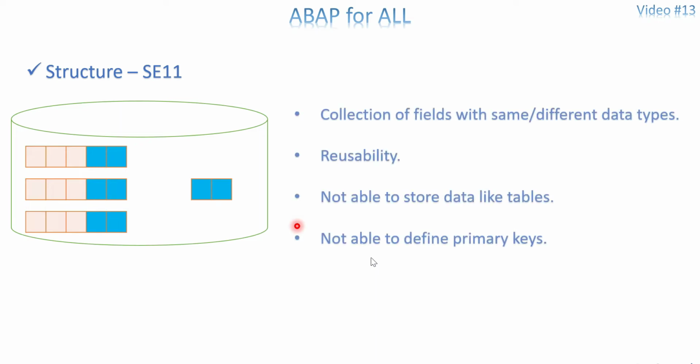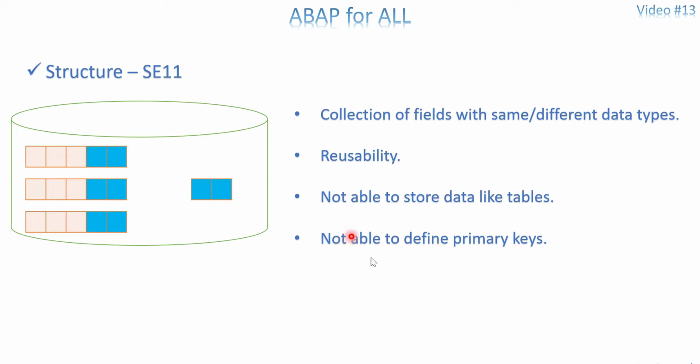Let's see the properties first. A structure is a collection of fields with the same and different data types, and reusability is one of the benefits if you use a structure. It's not able to store data like tables. Tables can store the data permanently, so a structure cannot define primary keys. Not only primary keys, whatever options are related to data are not possible in a structure.